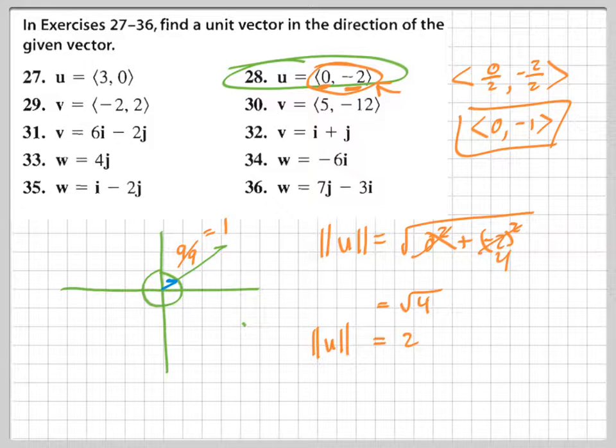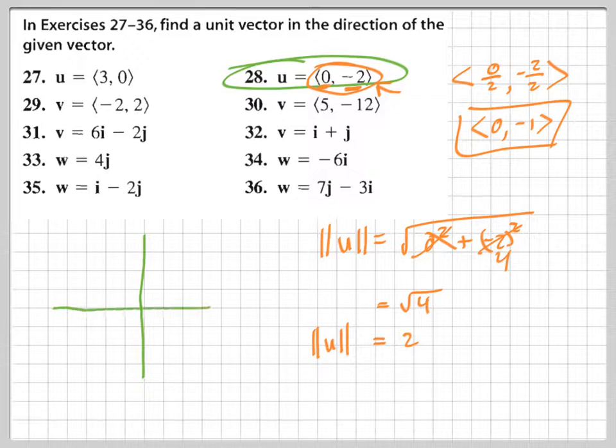Let's redraw what I had going on right here, but let's actually graph the vector in question. Now, this says 0, negative 2. That means we're not going to go left or right because it's 0, but we're going to go down 2. So down here, boom, that's our vector. That's the vector in question on number 28.